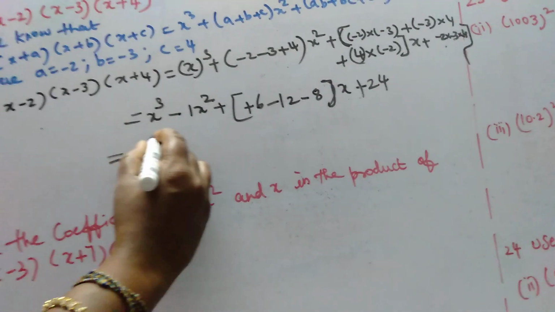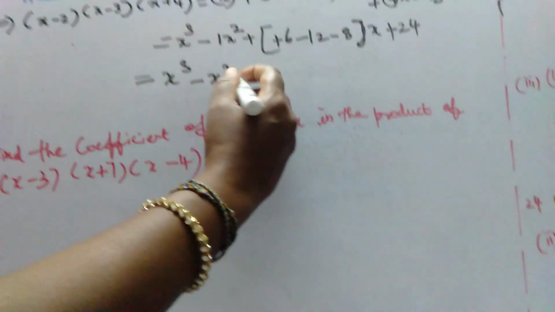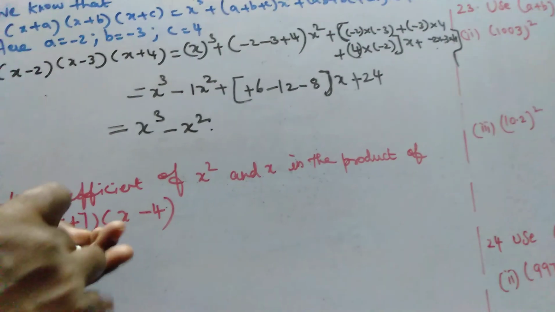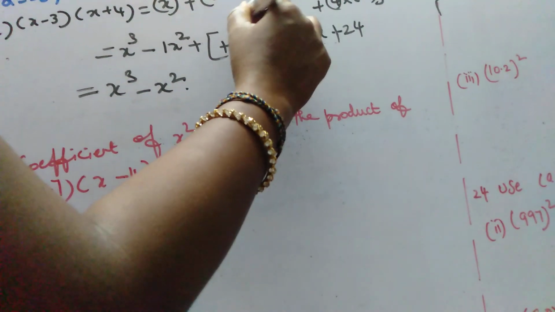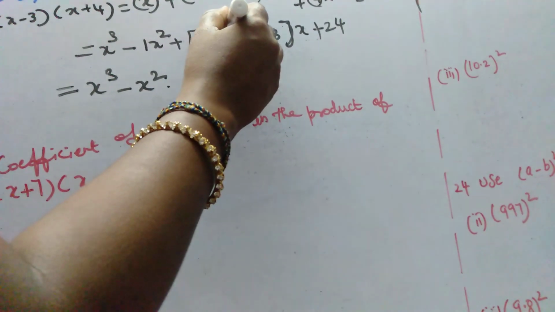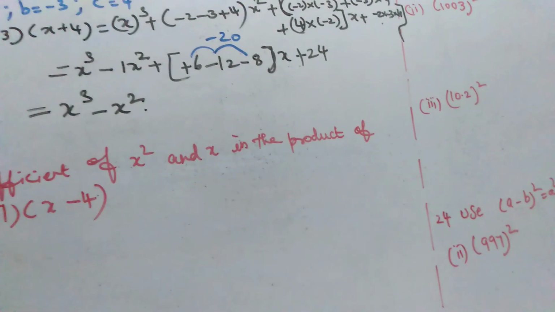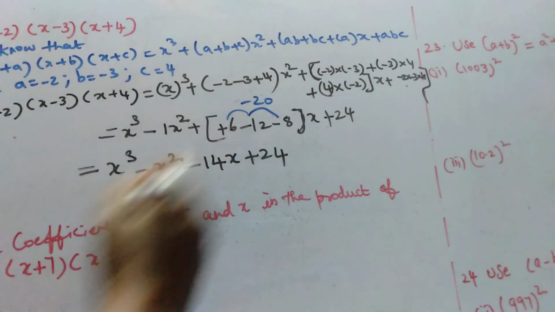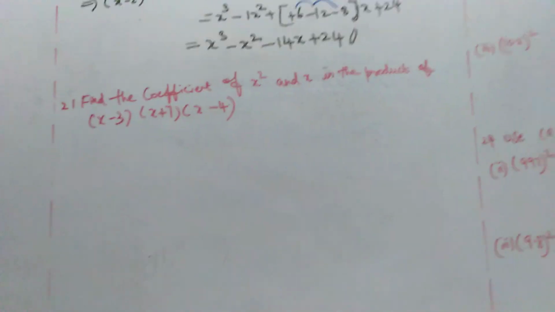And this can be written as x³ - x². Then here, 6 - 20, what is it? -20 + 6. If you add these two, both are minus, so we want to add here. This will become -20. Then this +6 will become, what is it? -14. -14x + 24. Right? Then next, this is the solution of this question. Okay, next we will go to the next sum.